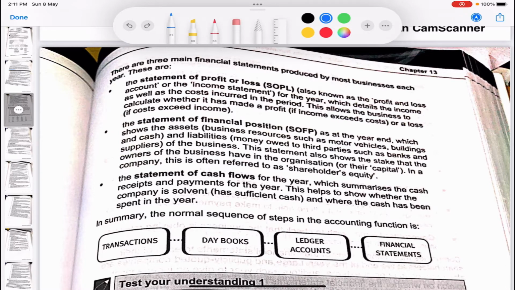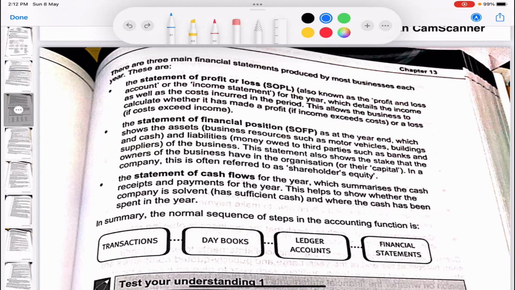So, let's see what the statement of profit and loss is, also known as the profit and loss account or the income statement. So, what is the income statement? The income statement is the statement of profit and loss, which is also known as the profit and loss account for the year. The statement of P&L shows the income as well as the costs which were incurred in the period. This allows the business to calculate whether it has made a profit. If the income exceeds the costs, then obviously the business has made a profit, and it makes a loss if the costs are more than the income. So the income statement is known as the P&L account.